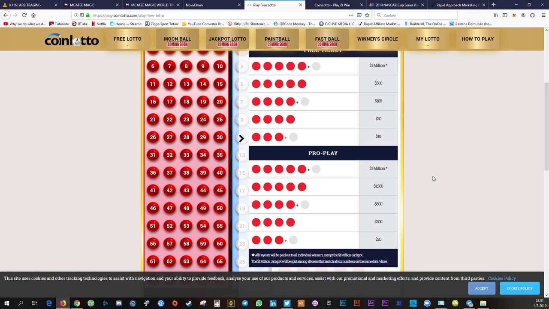And you can also activate the option to pro play. And if you do that, you can buy tickets. And if I'm correct, it's five cents per ticket that you're going to pay. And here you can see if you use a pro play ticket, the amount you can win with the same balls as with the free lottery is like doubled over here. And here is $20 if you have four balls. Here is 200, and here is 800, 1500, and this will just remain the same.